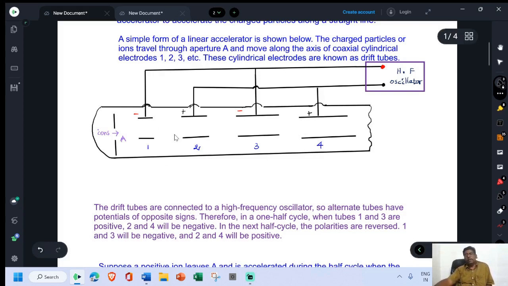Therefore, in a half cycle, when tubes 1 and 3 are positive, 2 and 4 will be negative. In the next half cycle, the polarities are reversed. 1 and 3 will be negative, 2 and 4 will be positive.